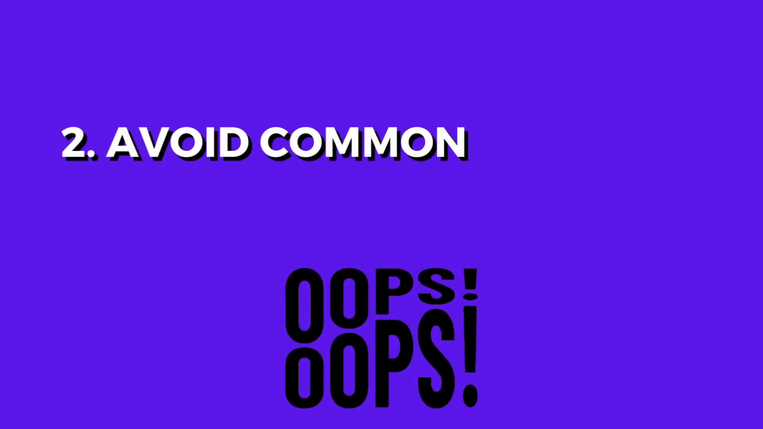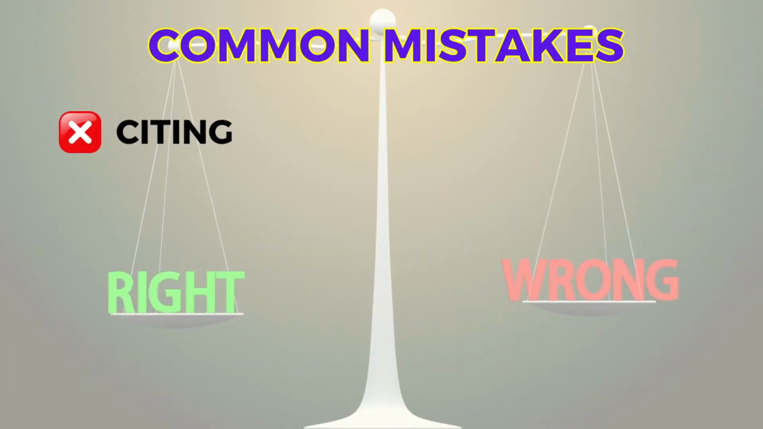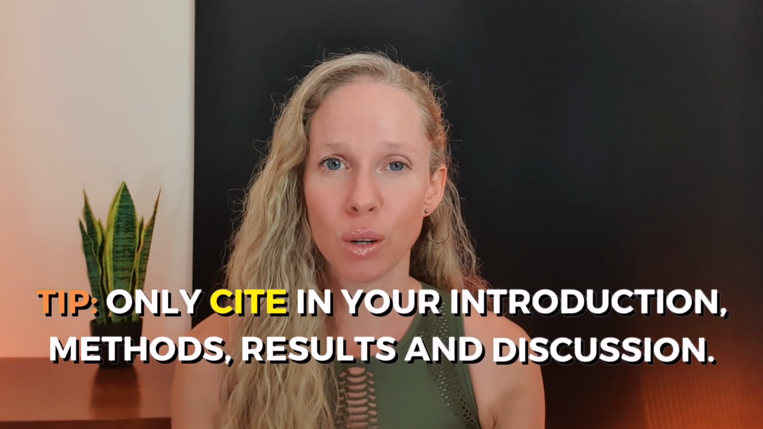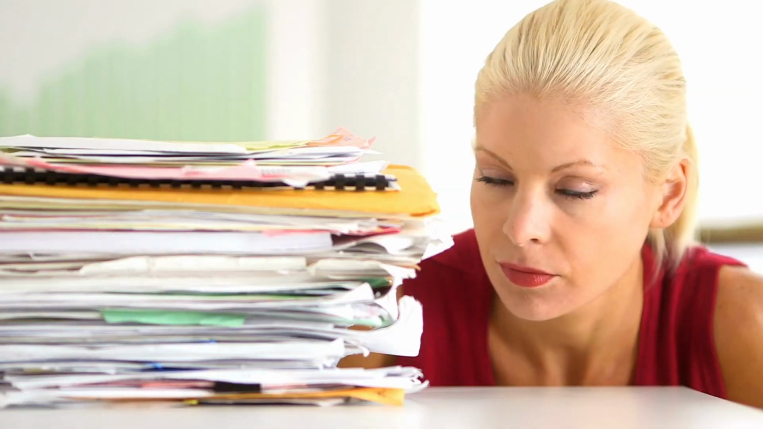Key number 2 is to avoid common mistakes that many people make when writing their conclusion. For example, citing. You don't want to cite other people's work in your conclusion. Your conclusion is a synthesis and summary of your own study. You're not trying to talk about somebody else's here.